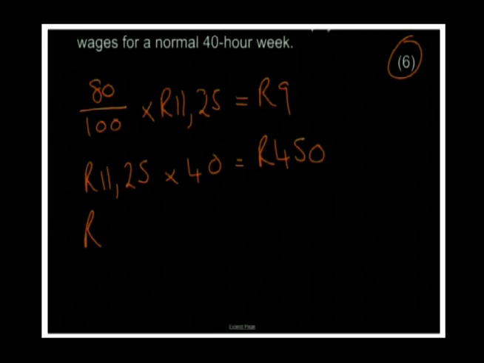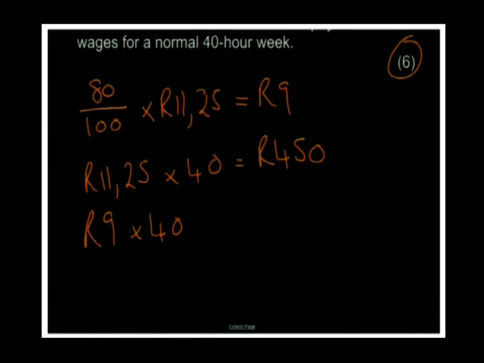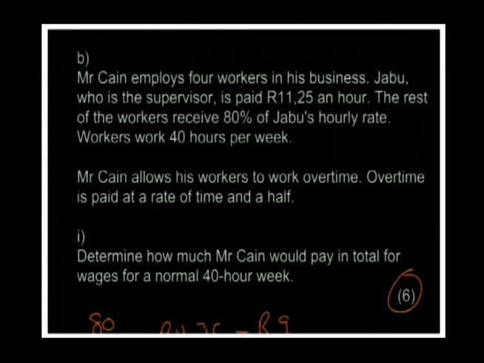Now what do the other workers earn? Well, do you remember we said each worker earns 9 Rand and they're going to work for 40 hours. But how many other workers are there? Well, we were told that Mr. Kane employs 4 workers. One of them is Jabu. So how many does that leave us?